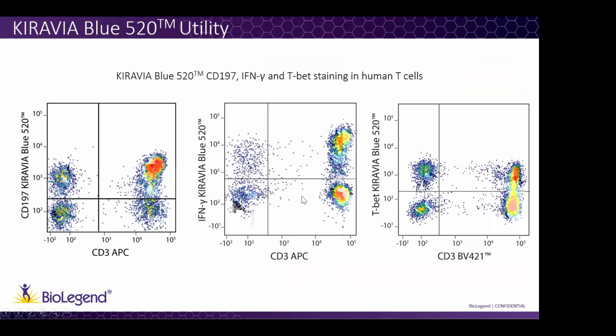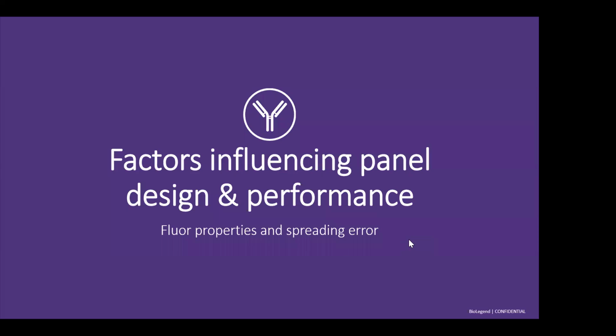And then here, just an example of how it performs in extracellular staining, like cell surface markers. Here is a cytoplasmic staining, and then here is intranuclear staining. So you can use it for all of these applications.